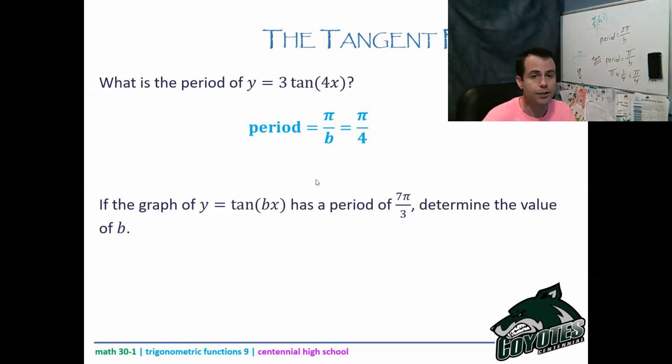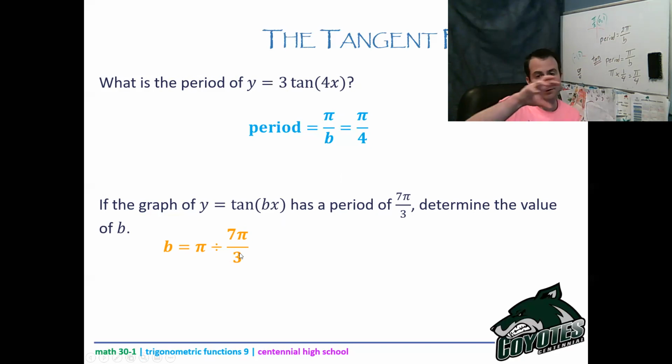So similar question here. If the graph of y equals tan of bx has a period of 7 pi over 3, determine the value of b. So we're using the same equation, the same relationship, just in the other way. Now we're saying b will equal the old period divided by the new period. So the old, or the standard period, was pi, and now my new period is 7 pi over 3.